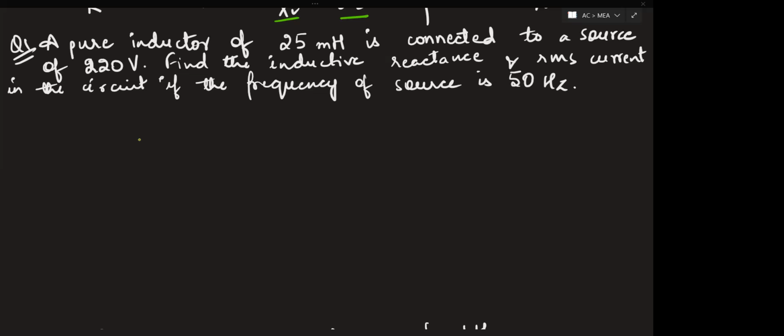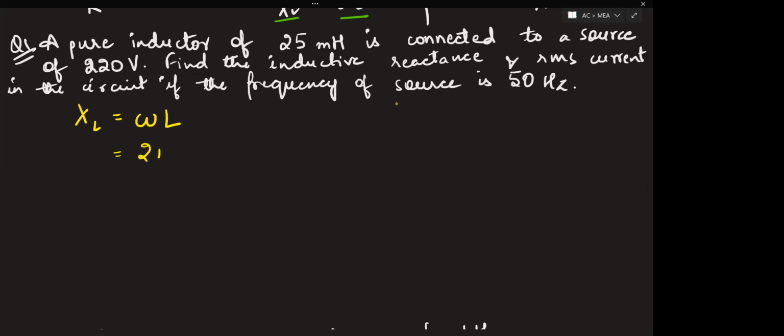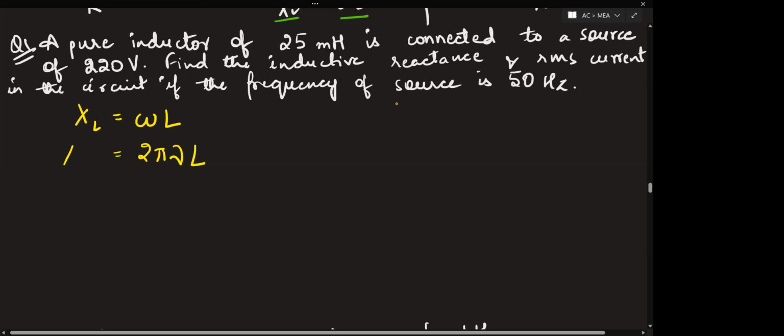Okay, see, it says find the inductive reactance. Inductive reactance is XL. So XL can be written as omega L. Now omega is also not given, so we have studied omega can be written as 2 pi nu. 2 pi multiplied by linear frequency into the inductance. That gives XL. So from this you can calculate XL.